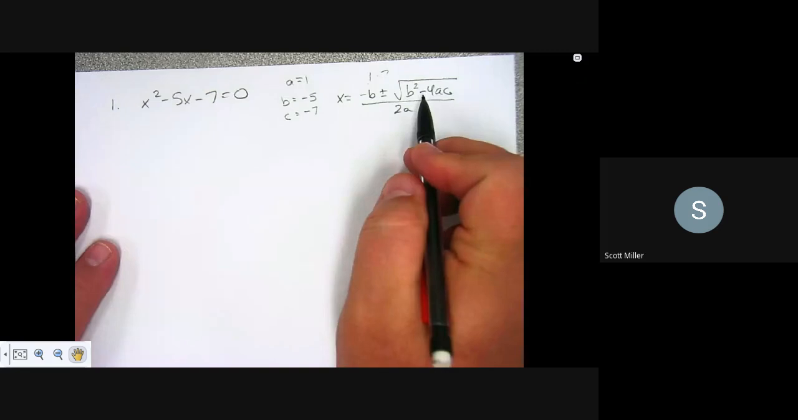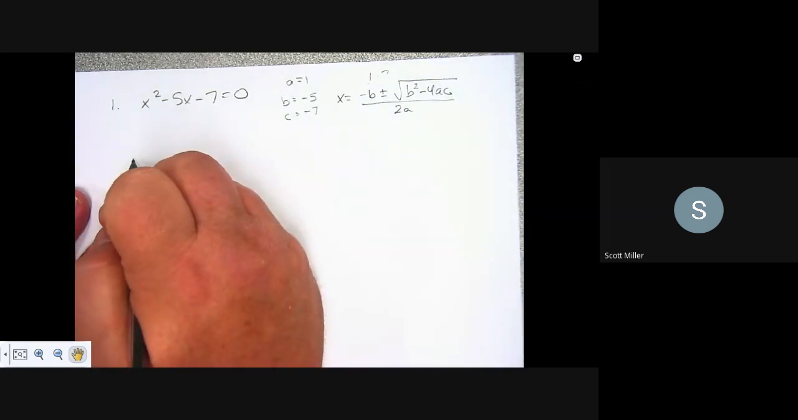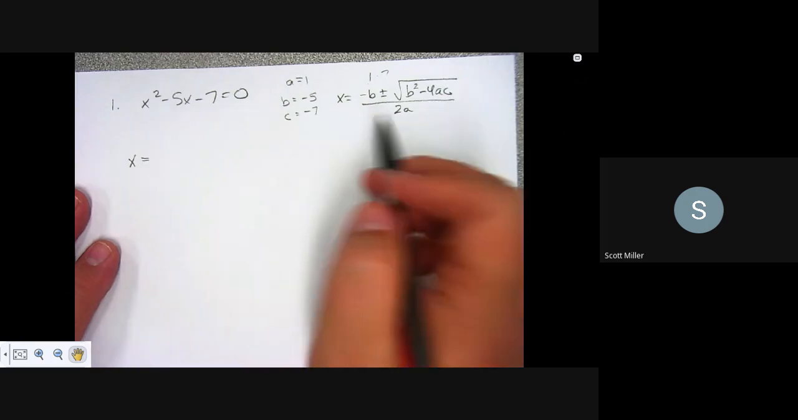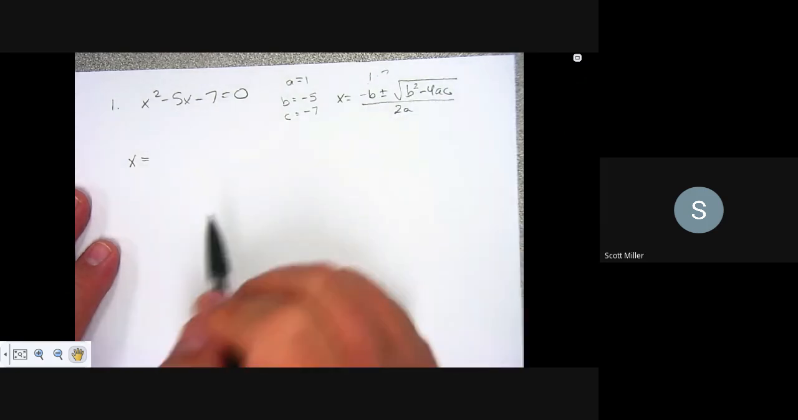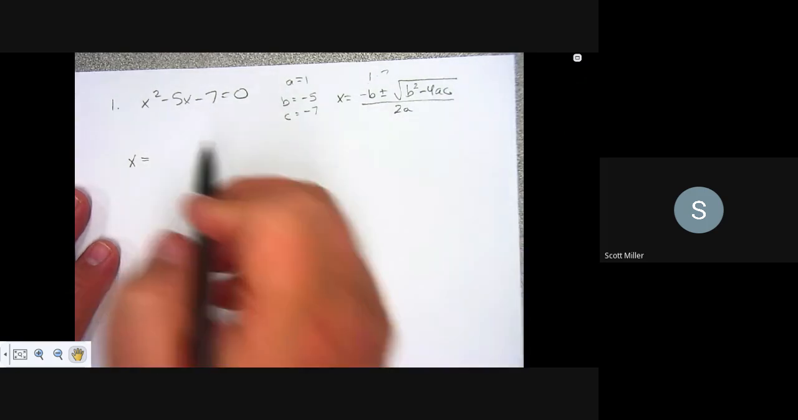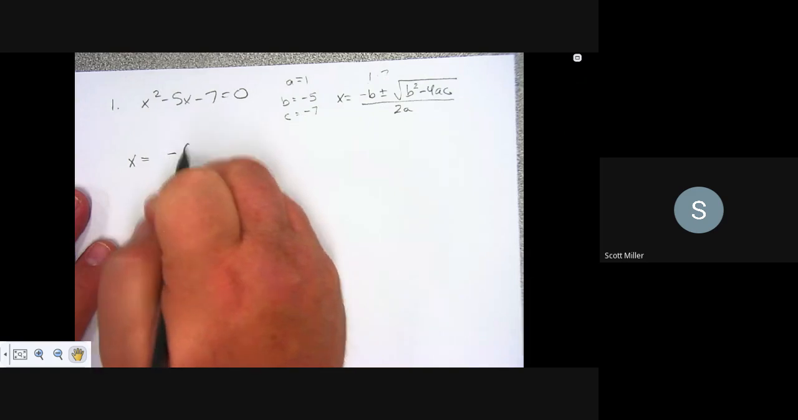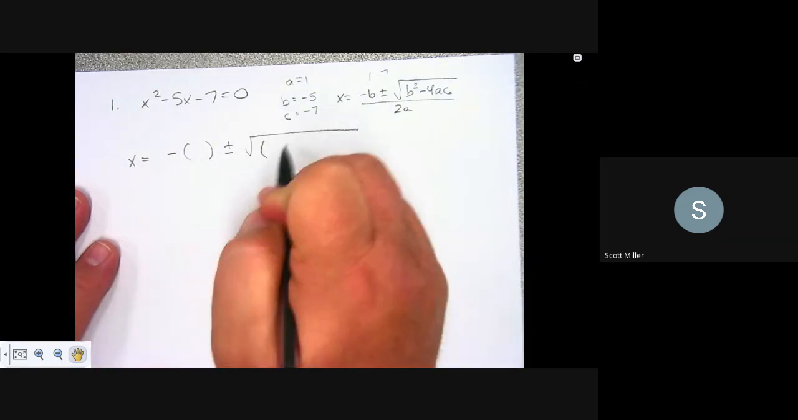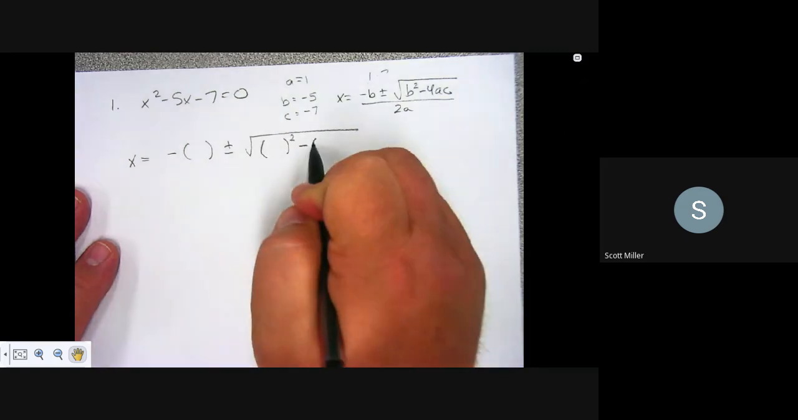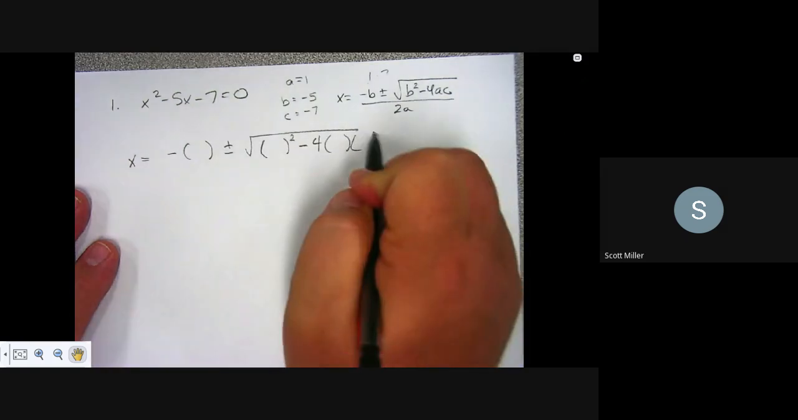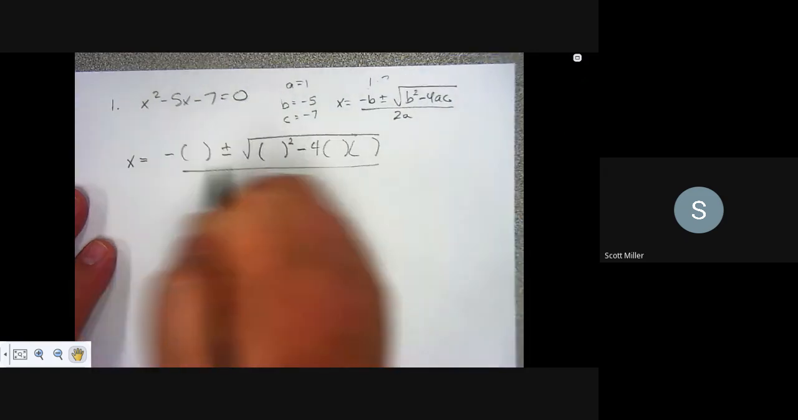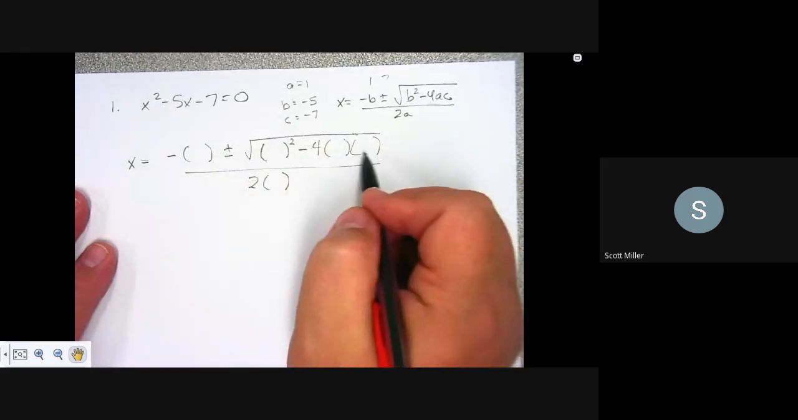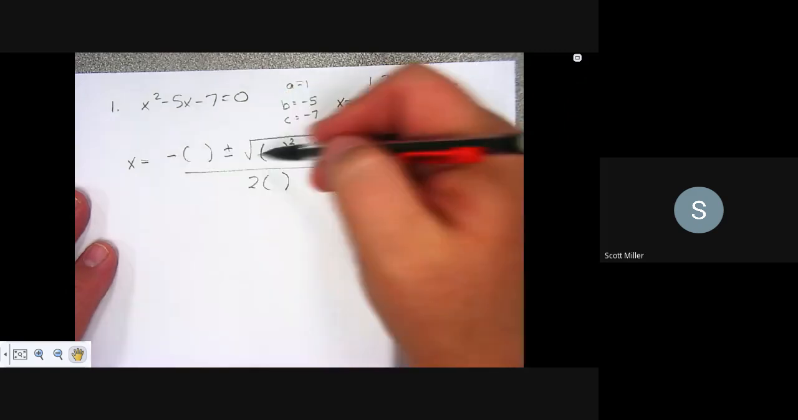Then we're going to plug into the formula. But before I actually plug in the numbers, I'm going to restate this, and as I do, for every letter, I'm going to put an open parenthesis, just like this. x equals negative b plus or minus the square root of b squared minus 4ac all over 2a. I put the parentheses in there because then all I have to do is plug these numbers where they belong.